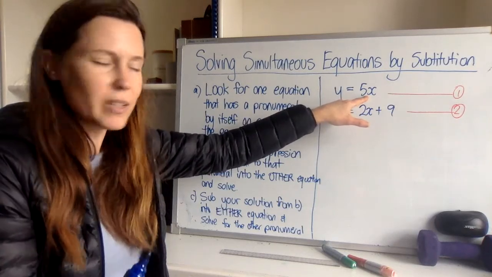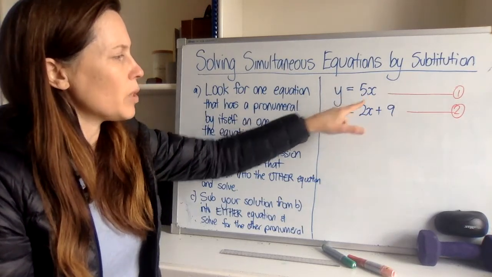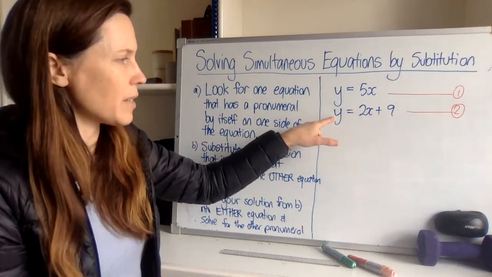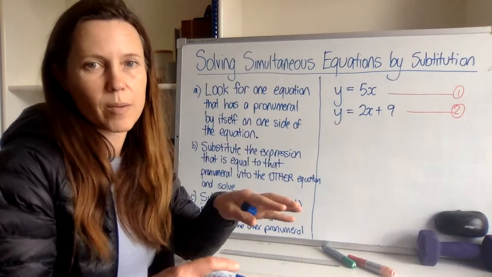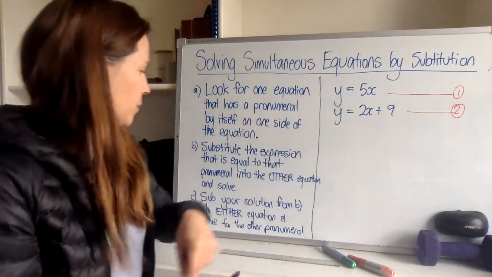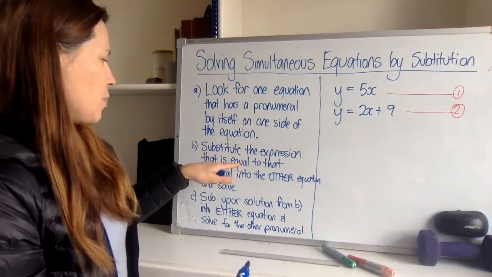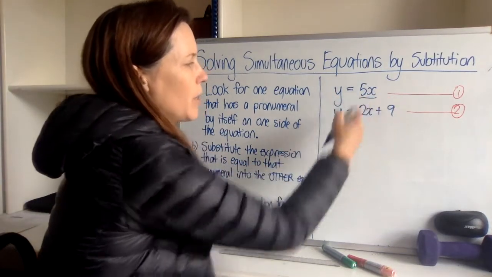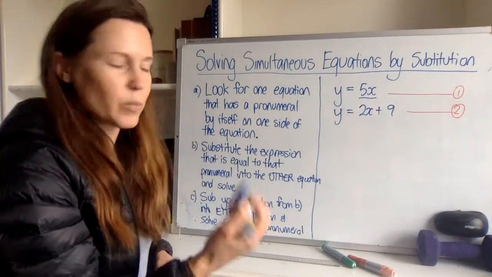So what we're going to do is say, all right, well, we'll look at the other equation then, and we'll rewrite it, but in any place that it has a y, we're not going to write y, we're going to write down what y is equal to, which is 5x. So the expression that's equal to that pronumeral is the 5x. And we're going to put that into the other equation where it goes.